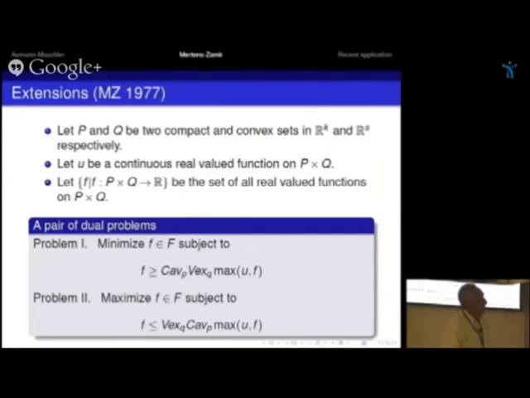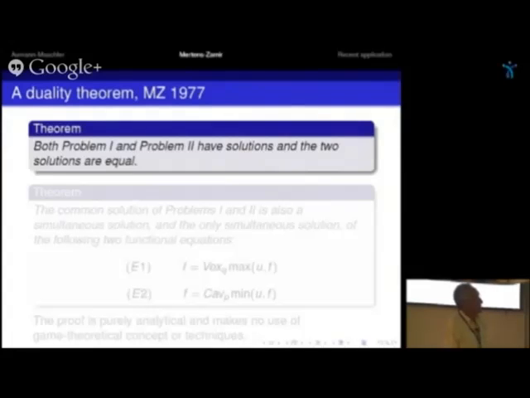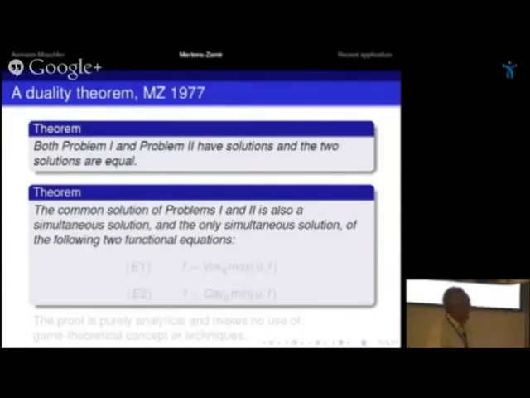What we could prove for these dual problems is, first of all, that both problems have solutions, and the solution is the same. Second, the common solution of problem 1 and 2 is also a simultaneous solution, and the only simultaneous solution, of the following two equations. F equals Vex of the maximum, and F equals Cav of the minimum.